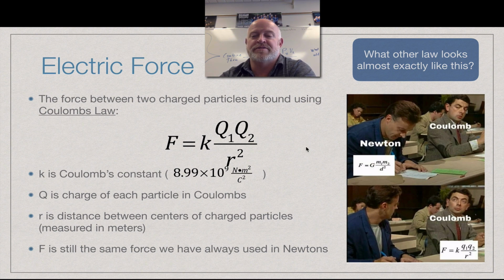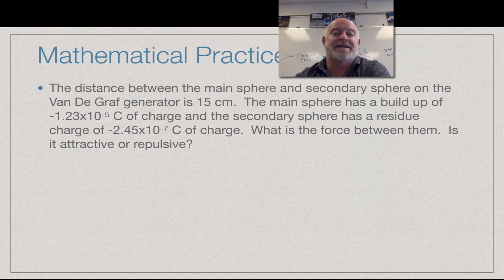It's not just by happenstance. It actually makes sense in the world of universal forces that the universal force for electricity should be the charge of those things divided by that squared, or it's an inverse square of distance again. All right, let's do a little bit of mathematical practice now with this thing.